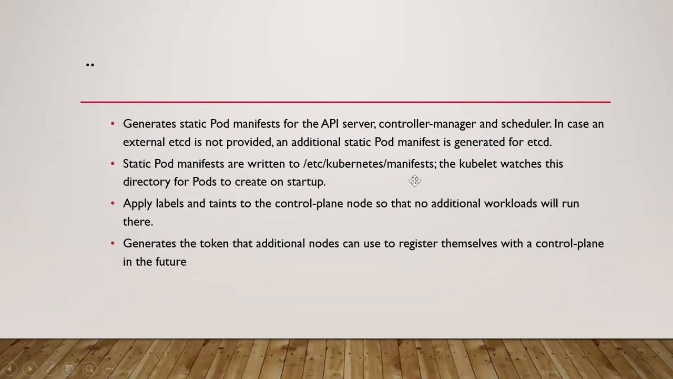Static pod manifests are written. Manifest means configuration file, written under /etc/kubernetes/manifests, and kubelet watches this directory for pods to create at startup. Then apply labels and taints. We will discuss taints and tolerations: what is a taint, how affinity works, and all these things. Then generate the token so the other worker nodes can join the cluster. That token will be generated on the fly.